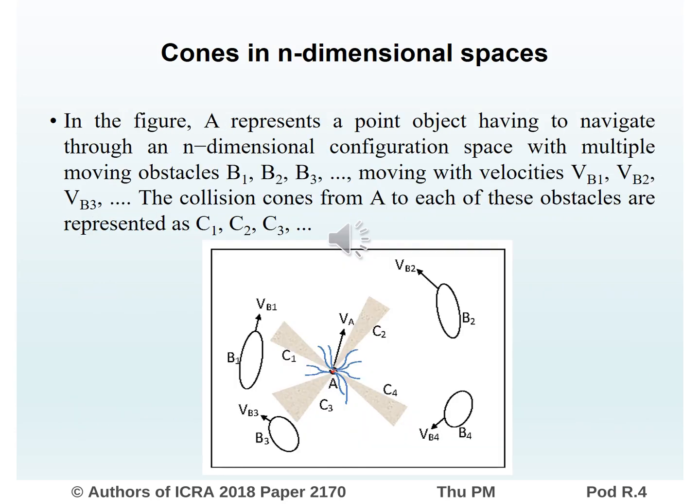In this figure, A represents a point object having to navigate through an n-dimensional configuration space with multiple moving obstacles B1, B2, B3 and so on, moving with velocities VB1, VB2, VB3, etc. The collision cones from A to each of these obstacles are represented as C1, C2, C3, etc.